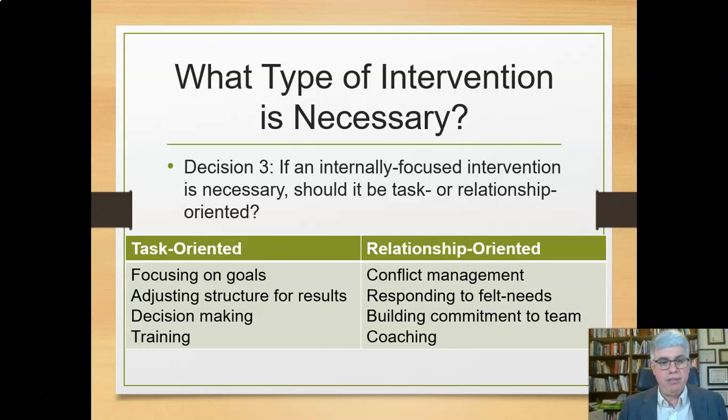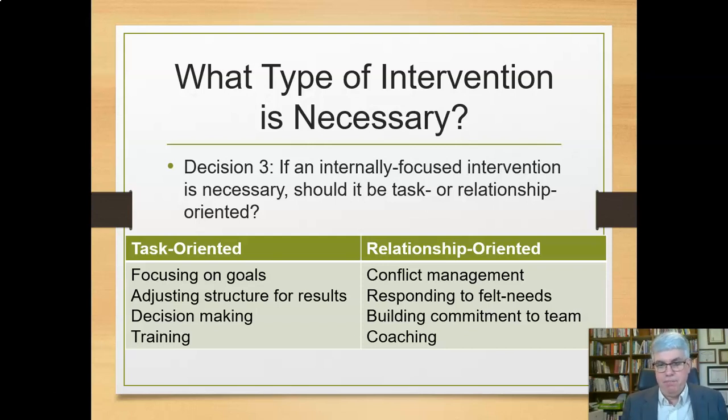Decision-making, maybe the group needs to make some decisions, or training, getting the training necessary so that the group members have the knowledge, skills, and abilities to do what they're supposed to. So those are types of task-oriented interventions, but you might also see that some relationship-oriented interventions are necessary also, such as conflict management. Or maybe there are some members in the group that have some felt needs. They need emotional support. They need social support. They need solutions to different problems.